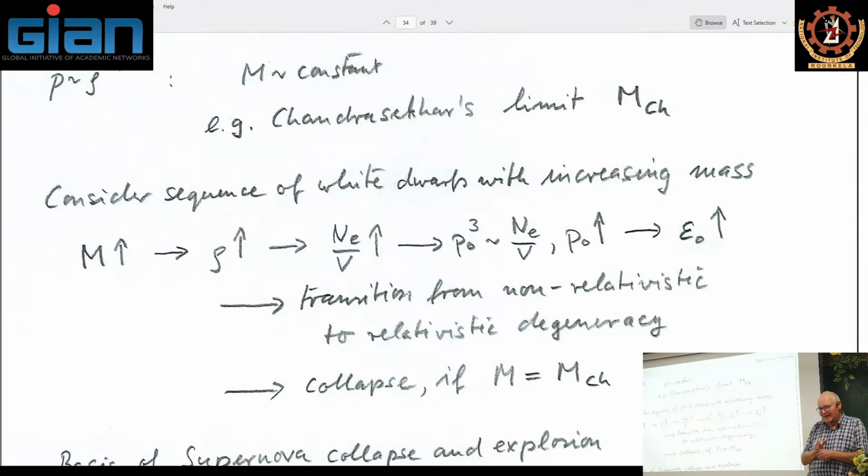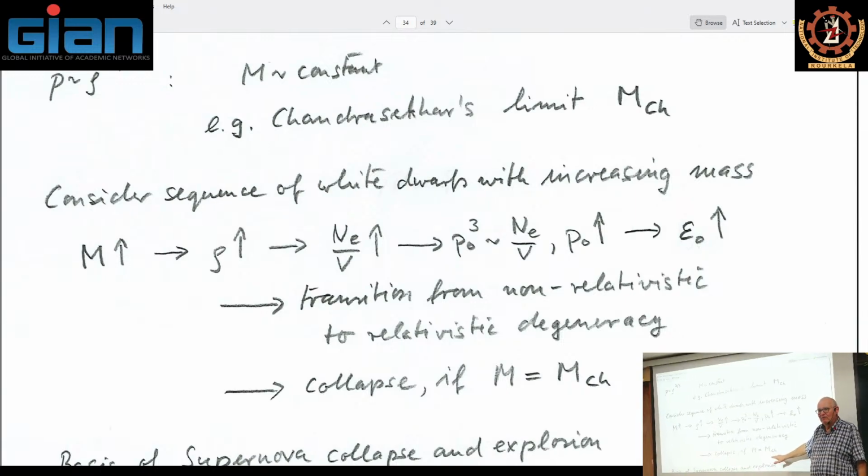equilibrium can be maintained. Okay, if this mass is smaller than Chandrasekhar's limit, what will happen? The star will expand and it will come back to a less dense region, so it comes back to the non-relativistic region. So if we end up piling up material, if we end up with a mass which is equal to Chandrasekhar's limit or a little bit above, then the star will collapse. So this is actually the maximum mass for white dwarfs.